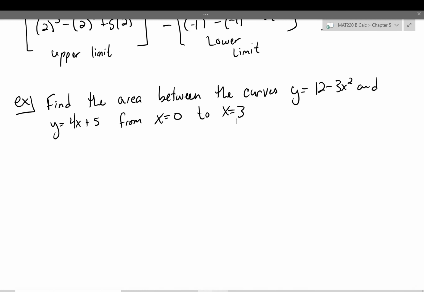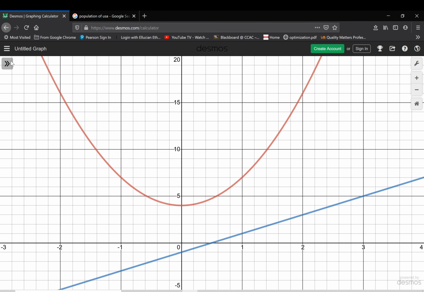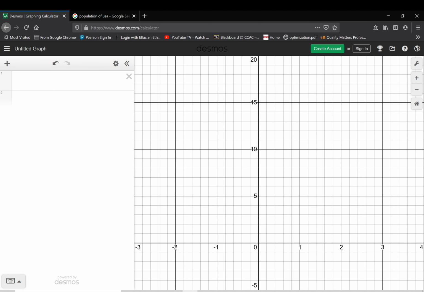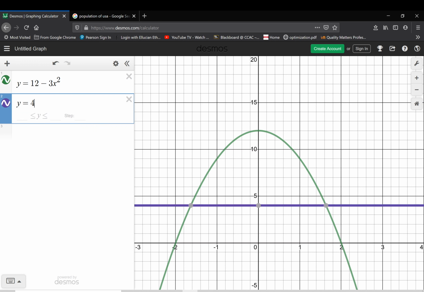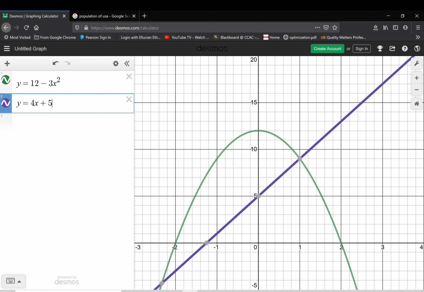So, once again, I'm going to go back to Desmos. I'm going to go ahead and graph these. All right? So, let's see what we get here. So, the first curve is going to be y equals 12 minus 3x squared. All right? And the second curve is going to be y equals 4x plus 5. And we want to go from x equals 0 to x equals 3.